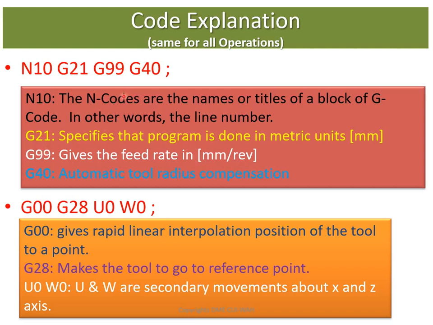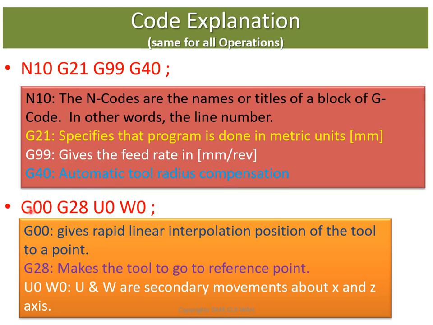G40 code is used for tool radius compensation. There are two other codes, G41 and G42, for left and right tool radius compensation. But here, with the help of G40, we are selecting automatic tool radius compensation. Now our CNC will automatically select the tool radius compensation according to our tool and workpiece.